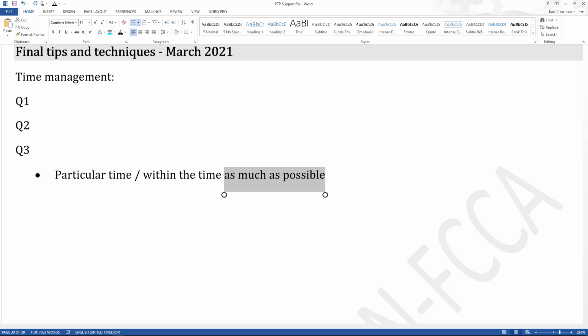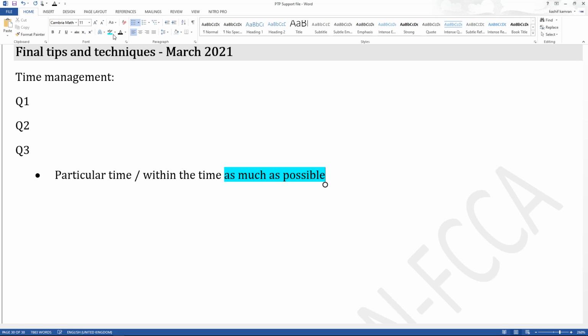So suppose you were attempting question number 1 and the time ran out. Don't stretch. I have seen students spend 2 hours on question number 1. They spend 2 hours and 15 minutes on question number 1. Useless. You cannot just say I'll attempt one question and pass the AAA paper.